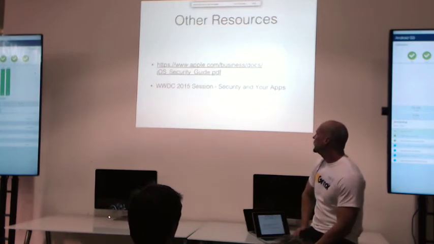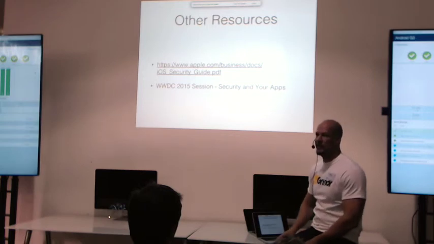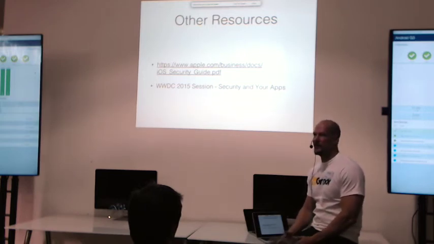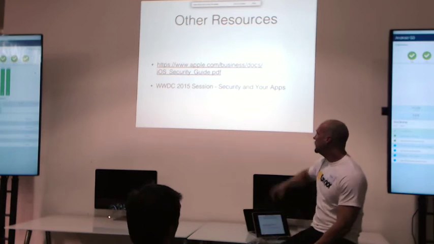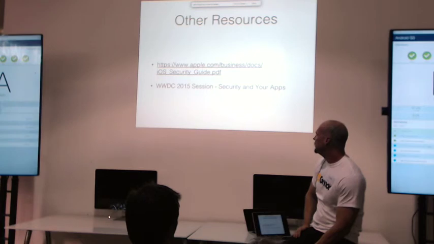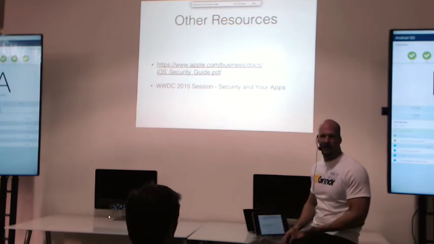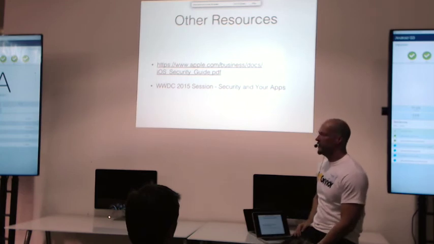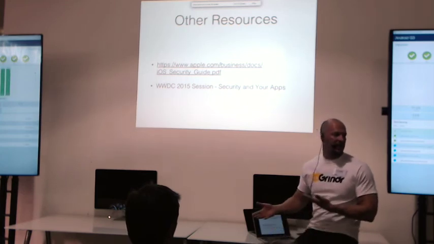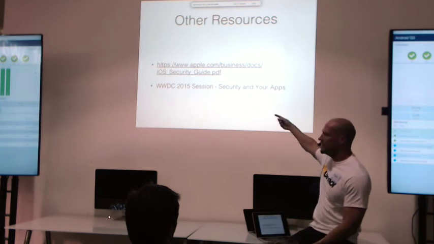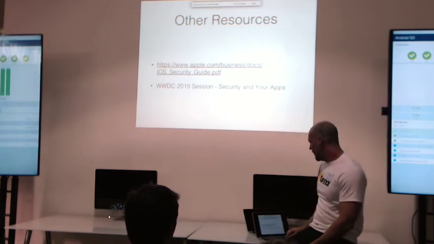So, other resources. Apple has a really great resource on iOS security that goes into 100 times more detail than I did. It's at that URL, the iOS security guide. It's a PDF. It's really good. And there's a really good video that Apple has on security, specifically on some of the new stuff that's coming in iOS 9 that I touched upon. It's called Security and Your Apps, and you can do an internet search for WWDC and the title of the presentation. And that's it. Any questions?